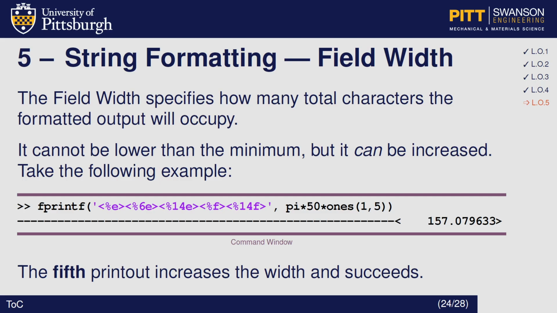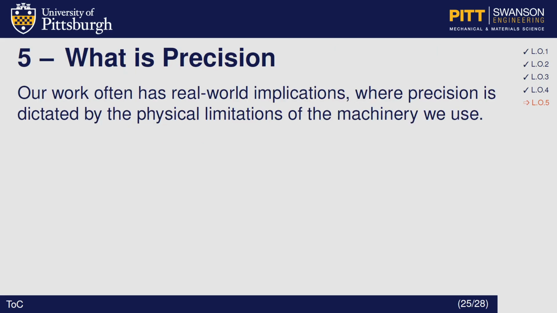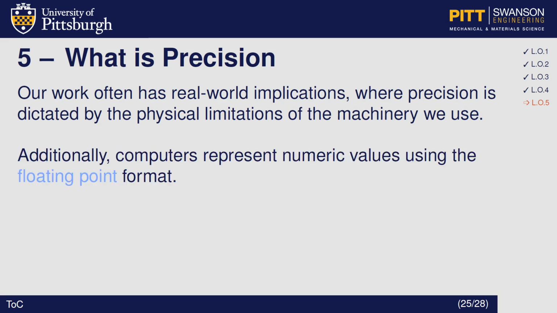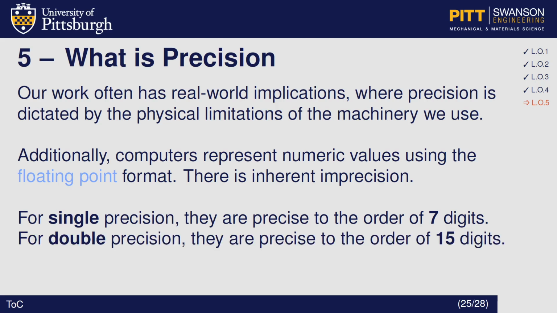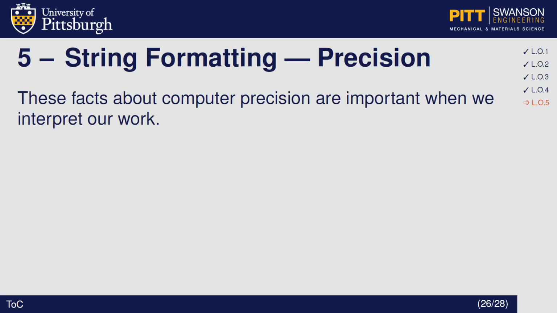Now, as engineers, our work often has relevance in the real world, where precision is dictated by the physical limitations of the machinery that we use. Pair that with the fact that computers represent numeric values using the floating point format, which you can research through this hyperlink in the PDF, and there is plenty of inherent imprecision. Even with just the floating point numbers, single precision values are precise to 7 digits, and double precision are precise to 15 digits. These facts about precision are important when we interpret our work.